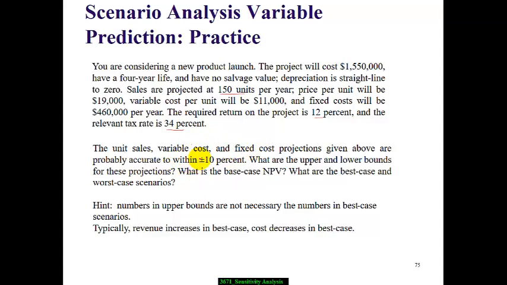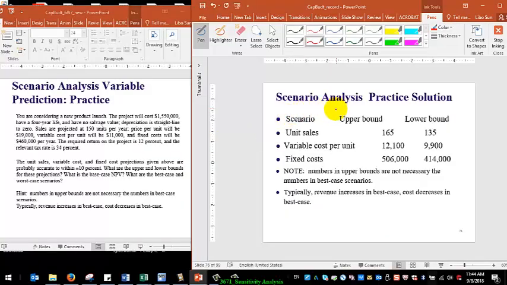You are asked to predict the unit sales, variable cost, and fixed cost. They are all within 10% of this base case number. So you are asked to find the upper and lower bounds for these projections. You are also asked to find the net present value under the base, worst, and best cases. Let's take a look at these numbers. When we say upper bound and lower bound, we just mean the highest number and the lowest number. These numbers are not necessarily all in the same best case or the same worst case.